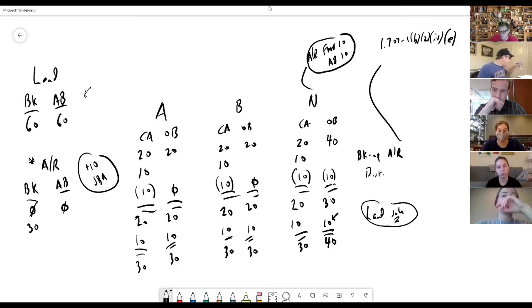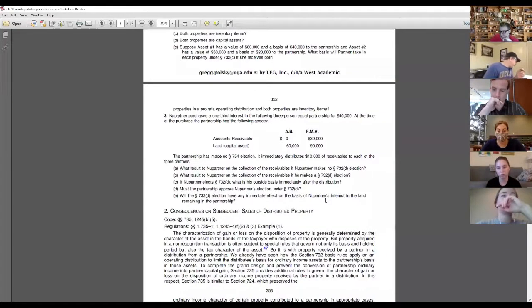Let's go back to the problem and see if there's anything else to talk about. So we did, if there's no election, we did, if there was an election, what's his outside basis after distribution? We did that, that's 30. Must the partnership approve? No. This is a procedural difference. It's significant. With 732(d), only the distributee partner has to make the election. With a 754 election, the partnership has to make the election. Again, that becomes important. If the distributee partner doesn't have control of the partnership, then that partner can't force the partnership to make a 754 election.